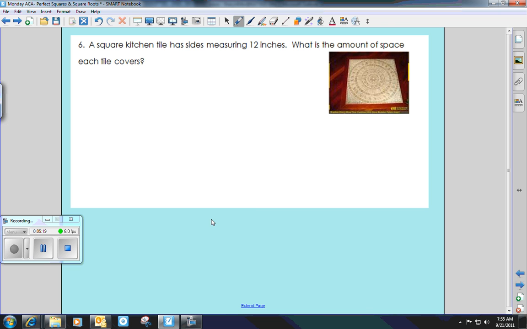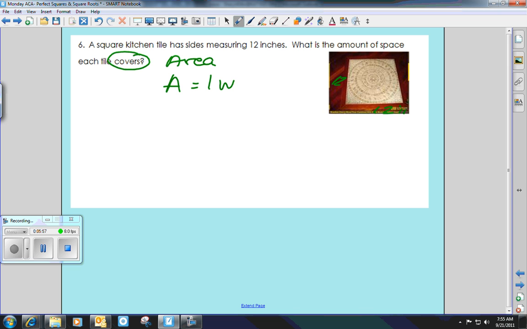Number 6. A square kitchen tile has sides measuring 12 inches. So if this was the kitchen tile, we would have 12 here and 12 here. What is the amount of space that each tile covers? When you have the word covers, this is area. And the formula for area is A equals LW, length times width. Okay? Area equals length times width. And when you get that answer, you're going to have it in inches squared.